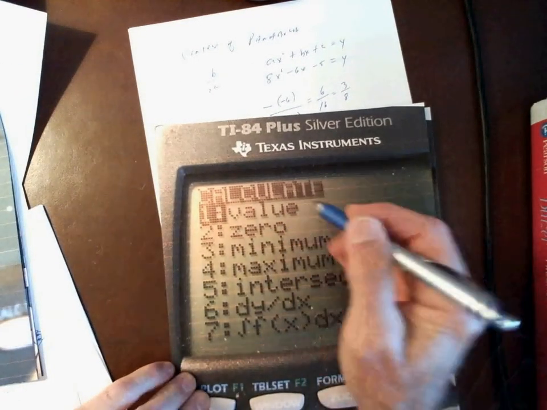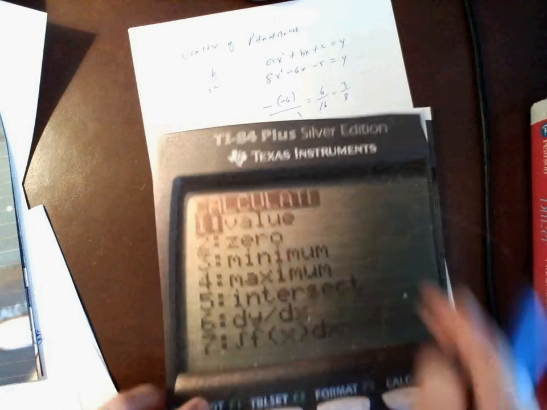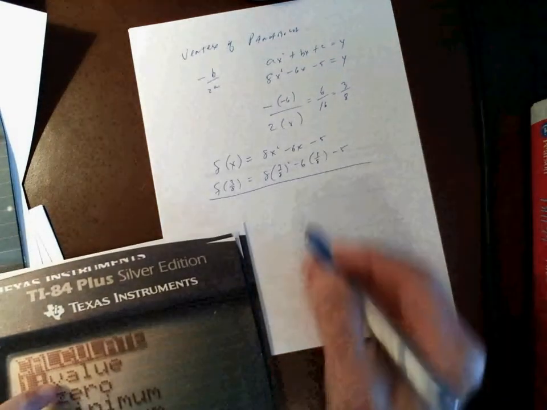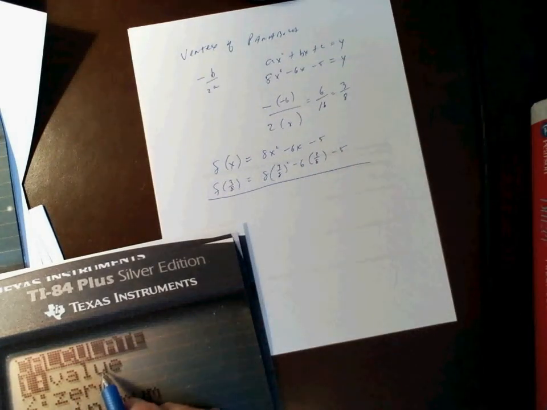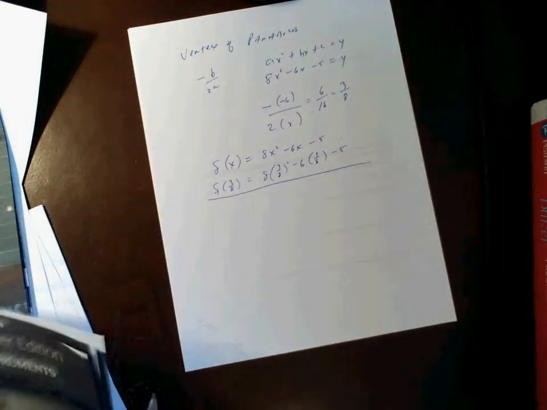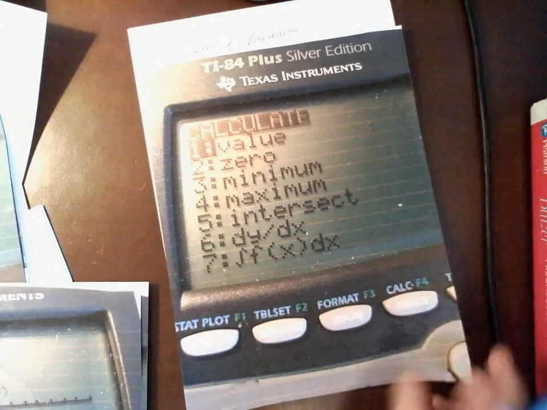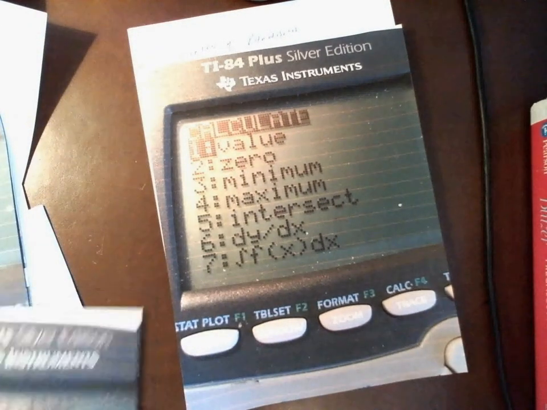We're going to do this 2 ways. The first way is going to be value, because I know what the x value of the vertex is. It's equal to 3/8. I'm going to let the calculator come up with that value for me. So once I do second calculate, I'm going to choose number 1, value.